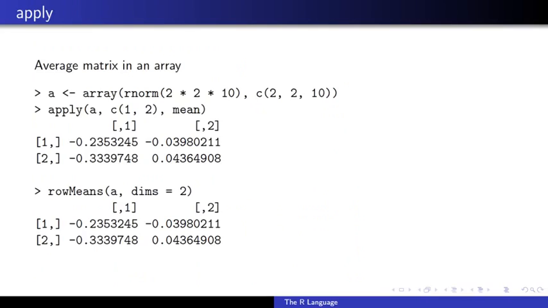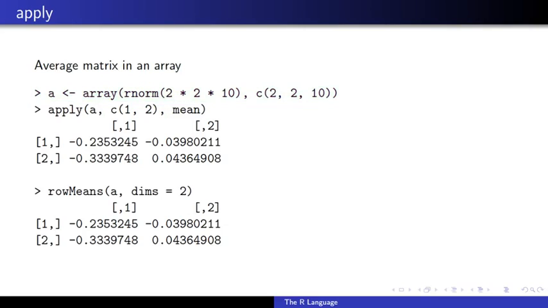Now, suppose I had more than just a matrix. Suppose I had an array that I want to do something with. So here I'm creating an array which has normal random variables, and it has two rows and two columns, and the third dimension is 10. I'm not sure what you would call that dimension. But you can think of this as a bunch of 2 by 2 matrices that are kind of stacked together.